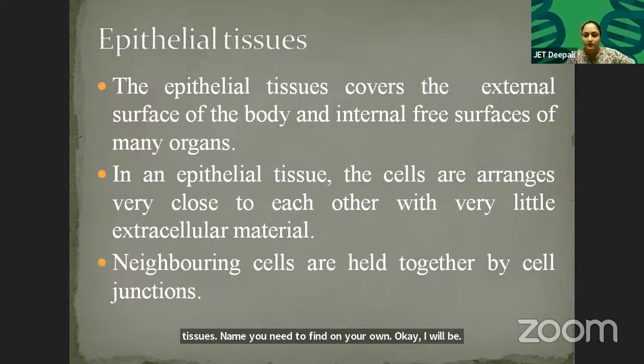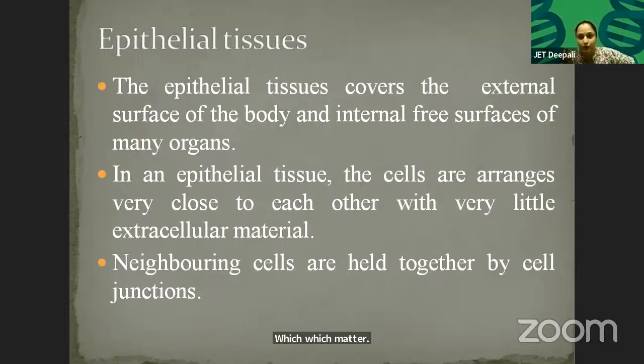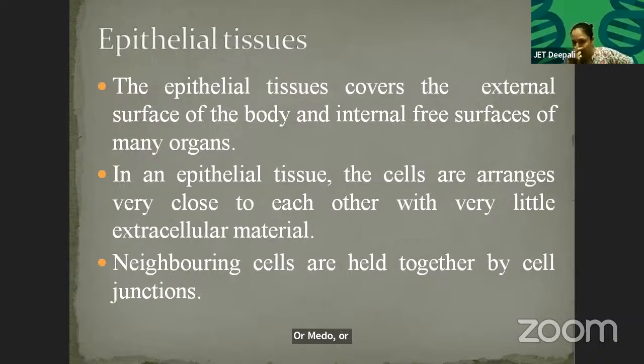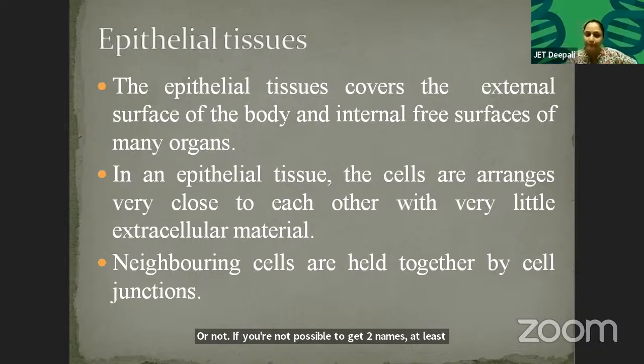There are three germ layers: ecto, endo, meso. And every tissue has an origin. So which tissues originate from ectodermal, mesodermal or endodermal origin? Only two names. If it is not possible to get two names, at least one name.